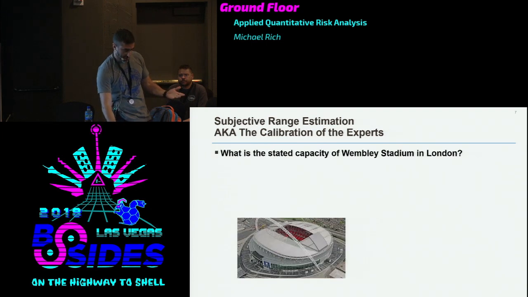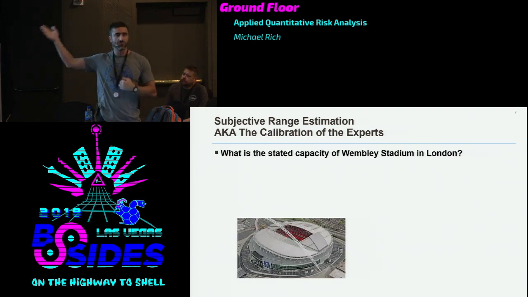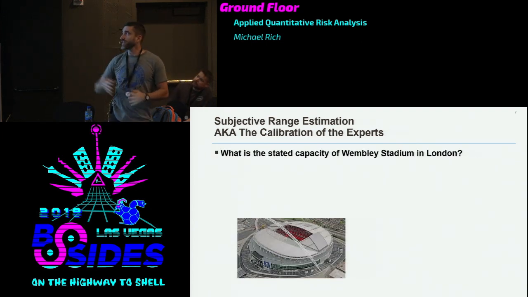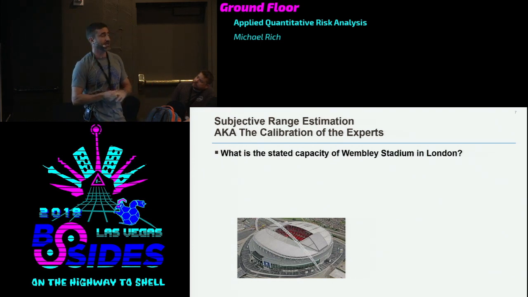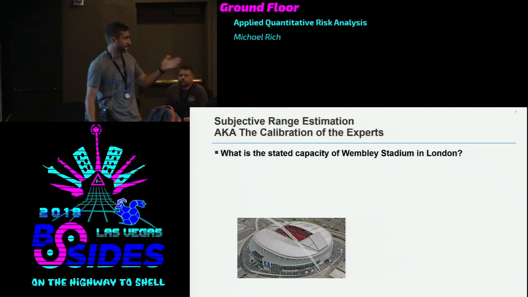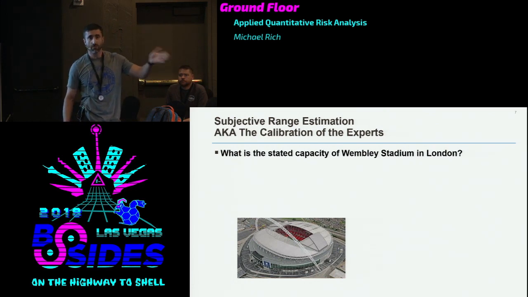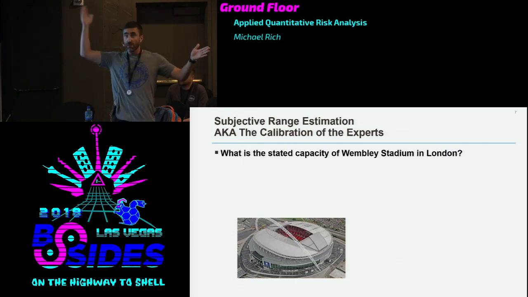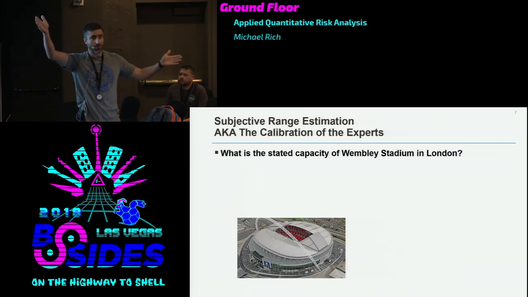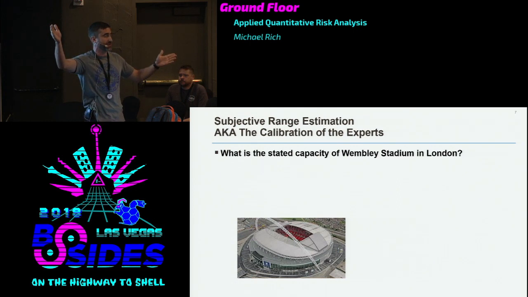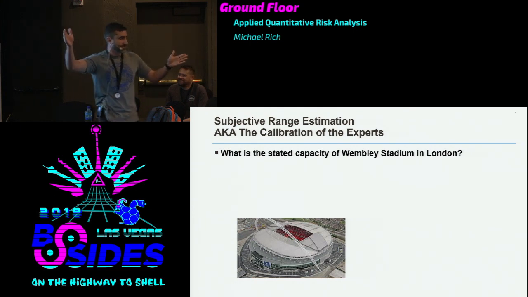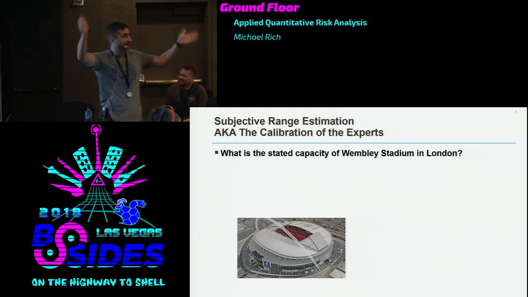So it works like this: you get a question on something you have no experience with. What is the stated capacity of Wembley Stadium in London? And you start thinking about it. Okay, we can go absurd. We can go, the lower bound is at least 1, right? At least 1 person can fit in Wembley Stadium, right? The upper bound, 1 million. There's no way more than 1 million people fit in Wembley Stadium and live, right? Okay, so we have this giant range.